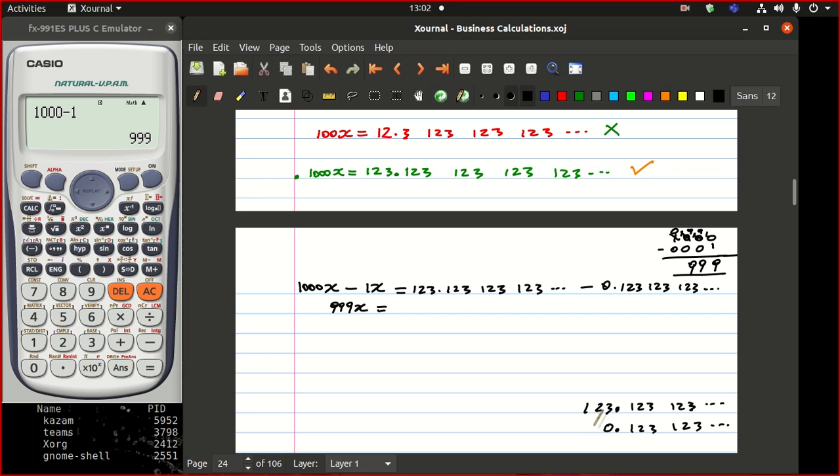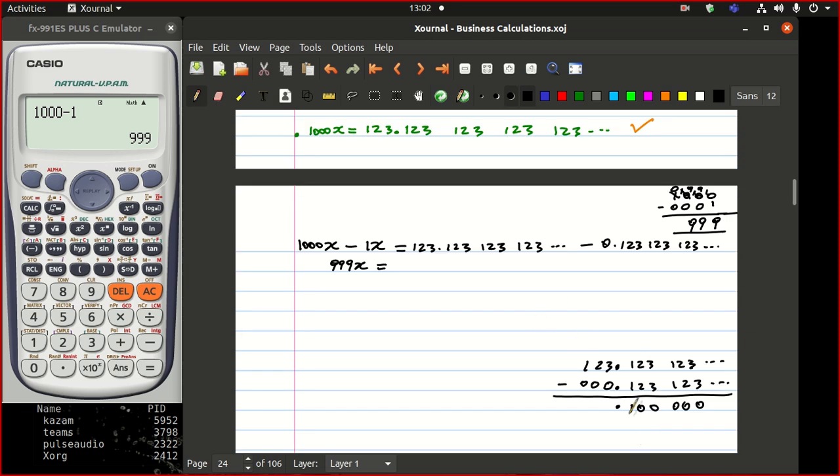There is nothing here, so you just place a bunch of zeros and we are subtracting. What are we going to get? 3 minus 3 is a 0. 2 minus 2 is a 0. 1 minus 1 is a 0. 3 minus 3 is a 0. 2 minus 2 is a 0. 1 minus 1 is a 0. This is just a decimal point. Of course, this one is supposed to be a 0, not a 1.